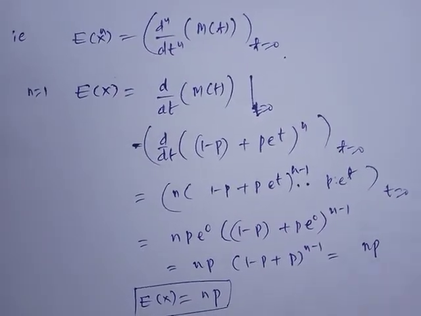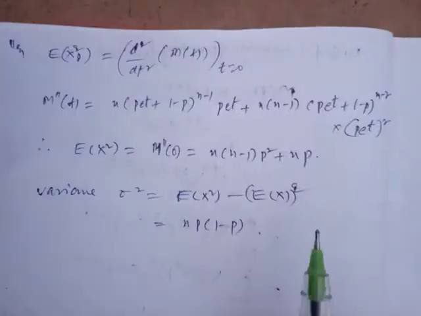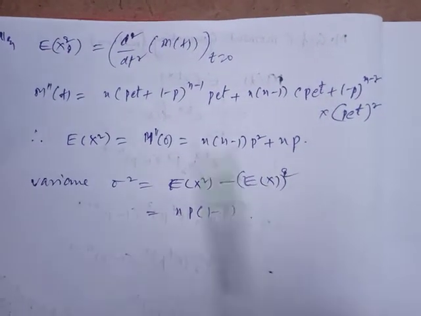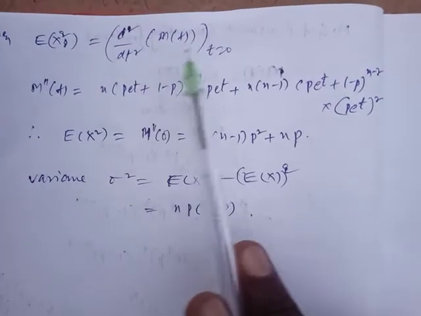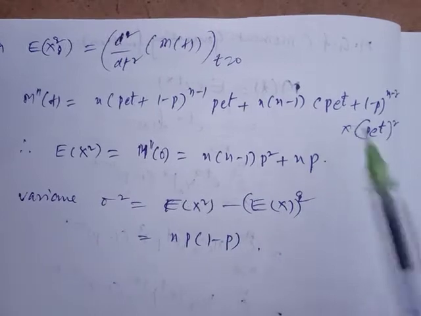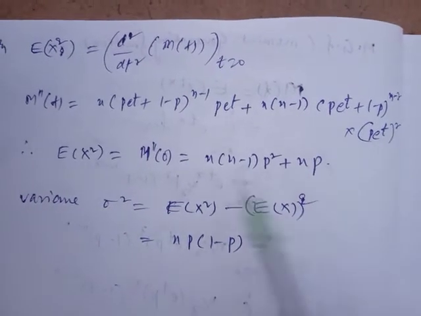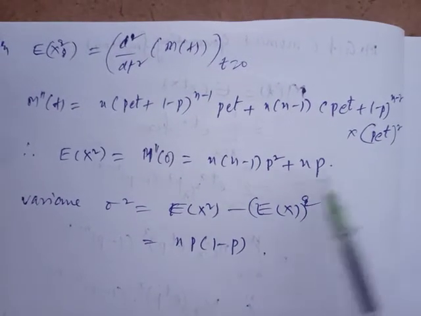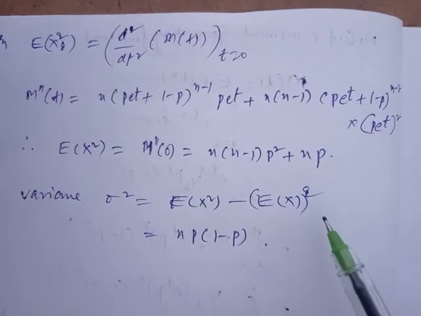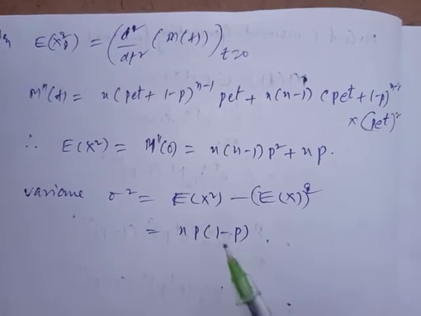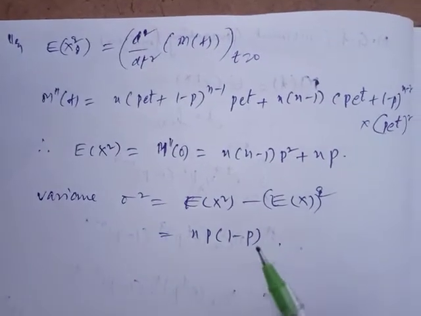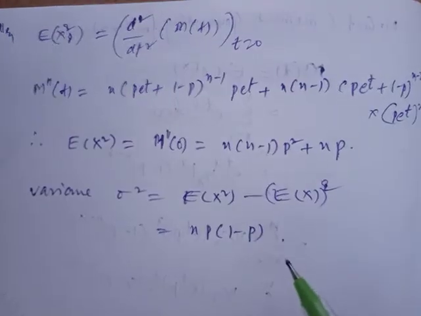And also we determine the second moment. I solved the second moment here, differentiating again and putting t equal to 0. The second derivative uses the u into v formula. At t equal to 0 you will get this total value. So variance equals second moment minus mean square. If you simplify that term you will get np(1 - p). So this is the variance of the given binomial random variable x.